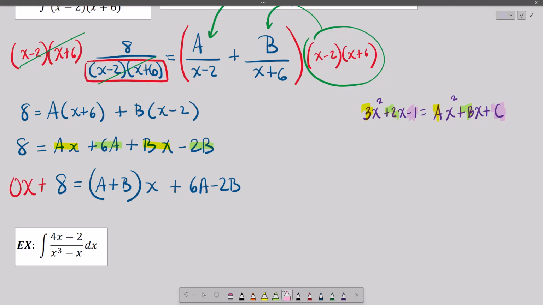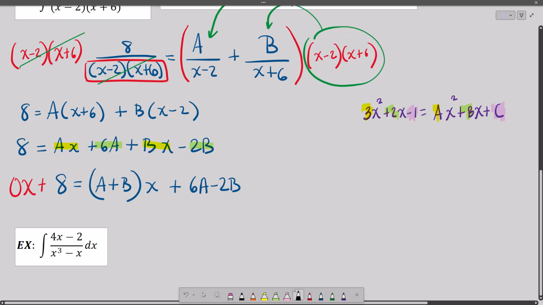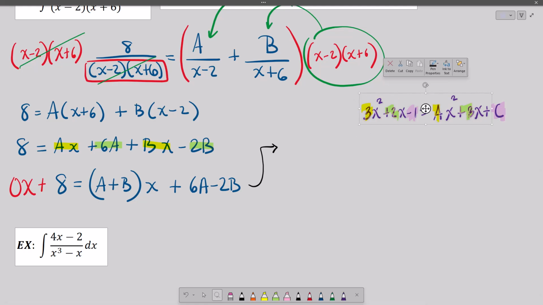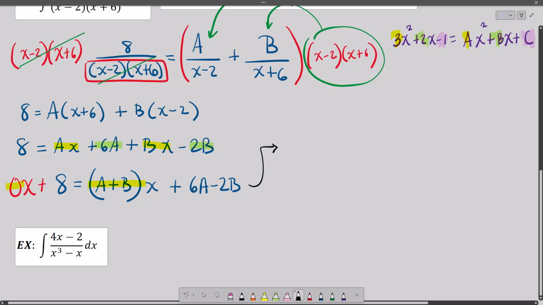If you have two polynomials that are equal, that can only happen if the corresponding coefficients match. We have a polynomial on the left. We have a polynomial on the right. The only way that can happen is if the coefficients match. So let's get that out of the way. This tells us that the coefficient of x right there has to match the coefficient of x over there. So a plus b must be 0.